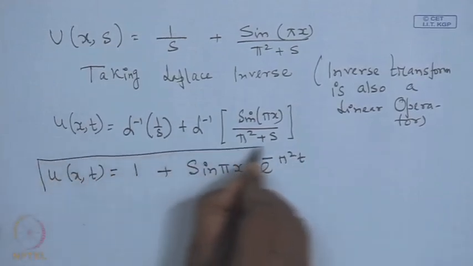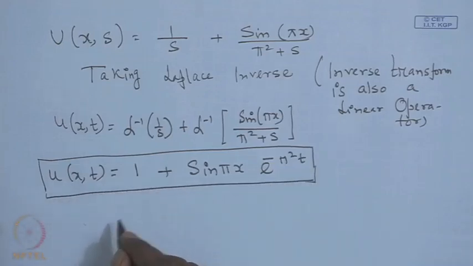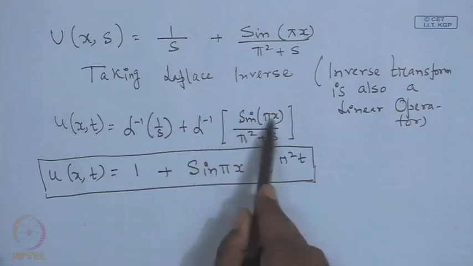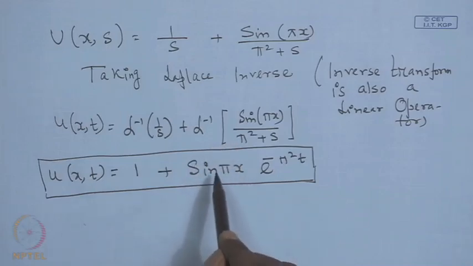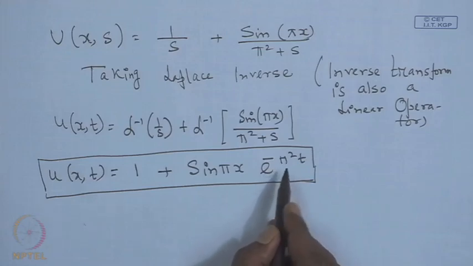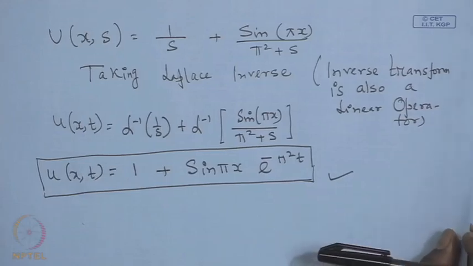So, that is the solution of u in the x and t domain. The Laplace inverse takes us to the time domain, so the inverse will be on the s domain. Sin pi x will be treated as a constant and will be out of the inversion, and 1 over pi square plus s is in the form of 1 over s plus a, whose inverse in the t domain is e to the power minus a t. So, this will be e to the power minus pi square t. That gives you the complete solution of u as a function of x and t.